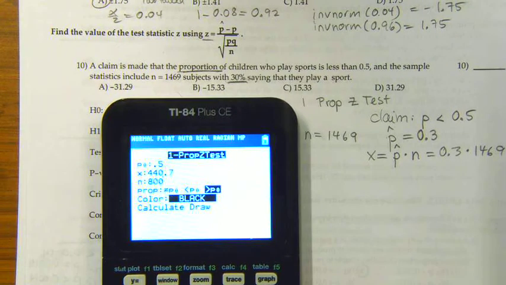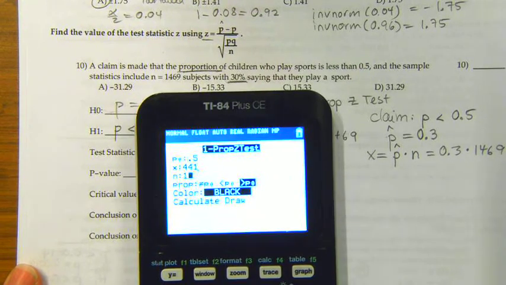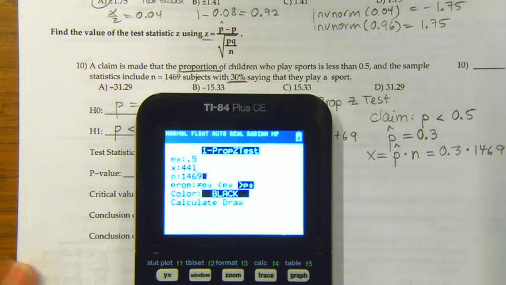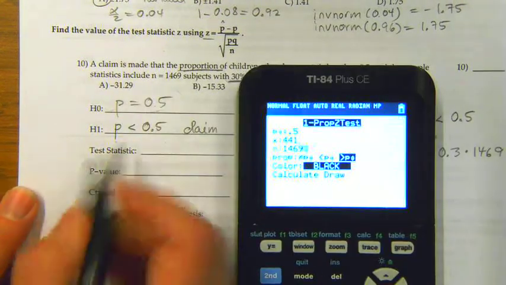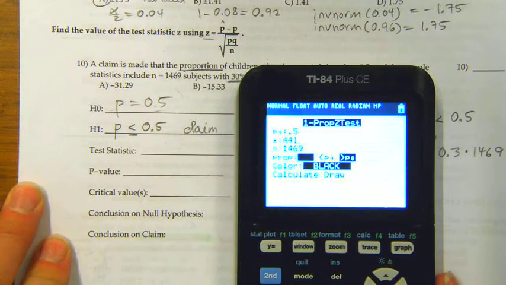So what happens over here? I have 440.7 people. I have to do what? Round it to the closest number, which is 441. Okay, my sample size was 1,469. Now the next line tells us our alternate hypothesis. Is our alternate hypothesis greater than, less than, or not equal to? So what is our symbol? It's less than. So you're going to highlight the middle one.